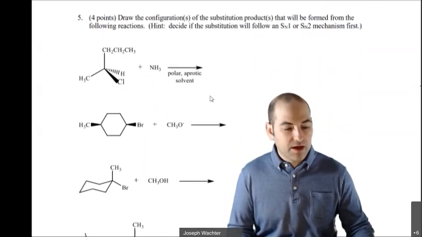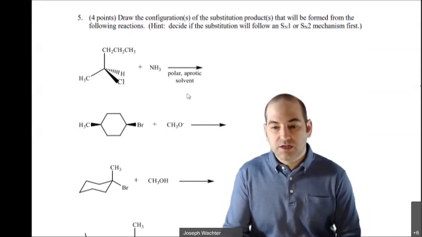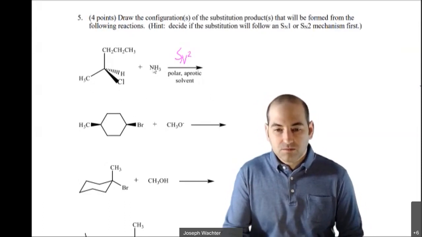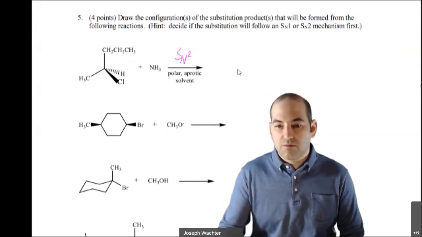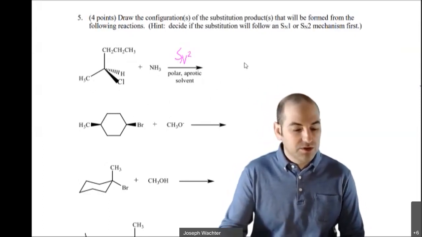Okay, and then this is dealing with the stereochemistry again for each of these substitution products. So let's draw these. We are doing an SN2 substitution here, which we know because we have a strong but not terribly basic nucleophile, and we have a secondary substrate here. So our product, we would expect, will have the inverted configuration. Now there's a couple ways you can draw that.